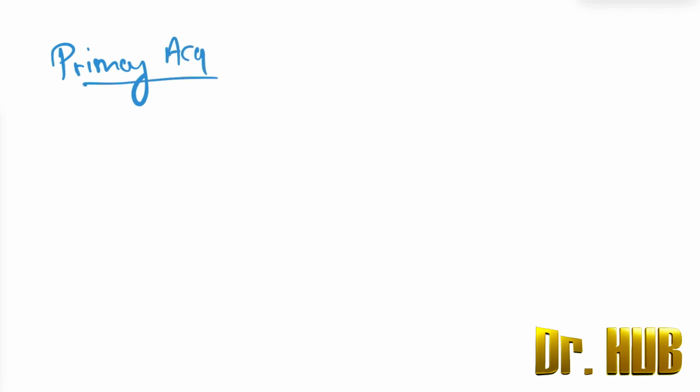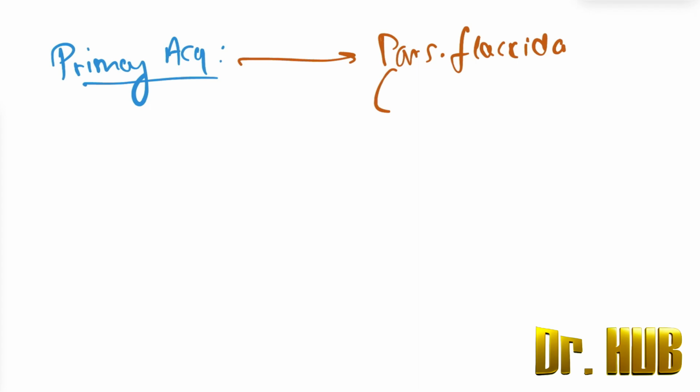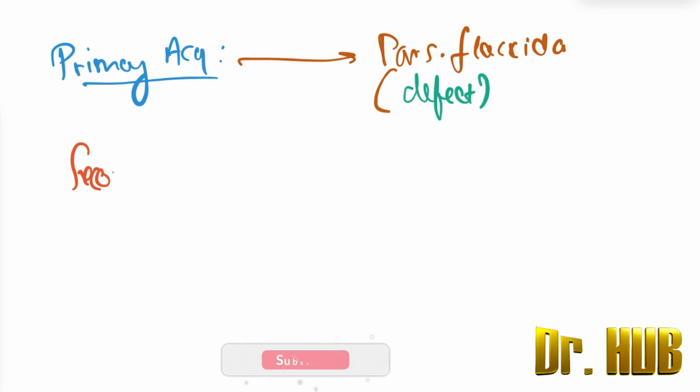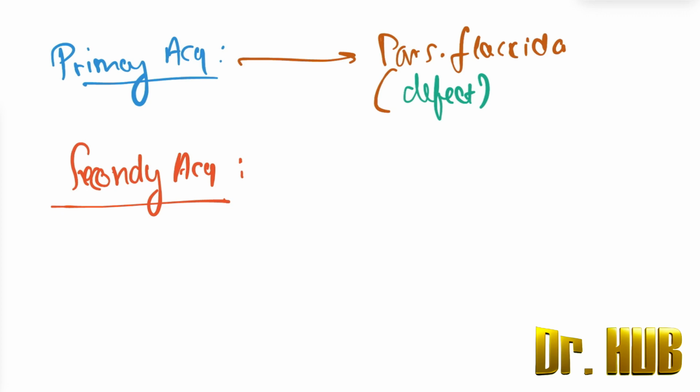Next is the primary acquired cholesteatoma. In terms of primary acquired, the cholesteatoma is associated with a defect in the pars flaccida. Then we move on to the secondary acquired. The cholesteatoma is associated with a defect in the pars tensa.